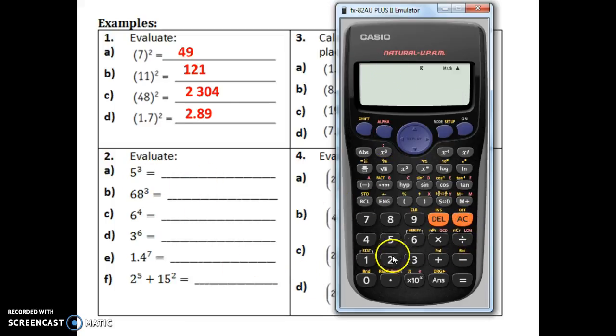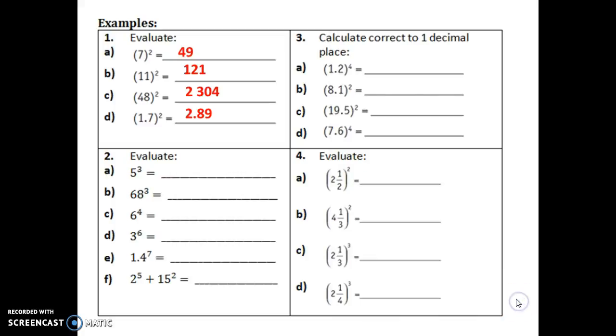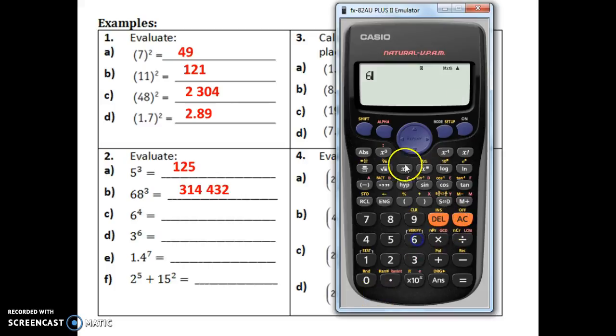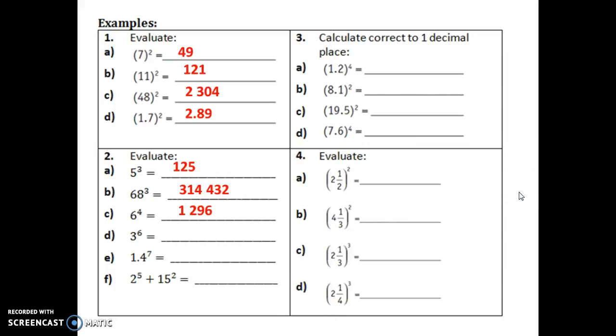Okay, in the next ones, 5 cubed, so again using this cubed button here, equals. So trying those ones for question 2 and checking you can get the right answer. For part C on, you need to use the x to the power of button. So again, you would be going 6 to the power of, pressing the 4 in, equals to get your answer. Same idea for the following. Part F, you do 2 to the power of 5, and you can just type it in plus 15 squared, and you should get that answer.